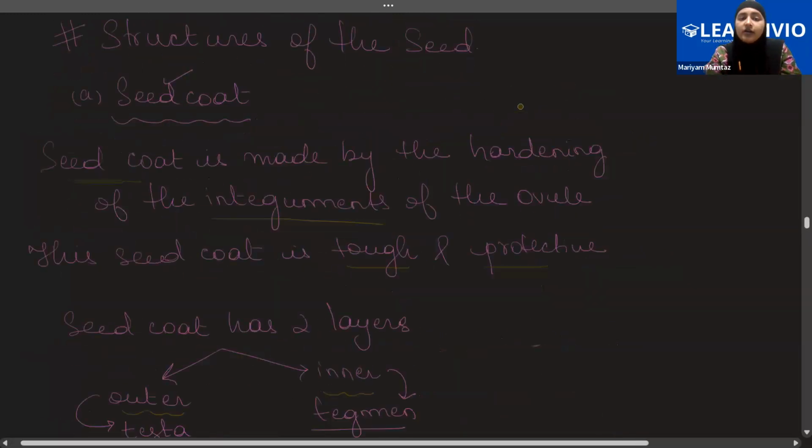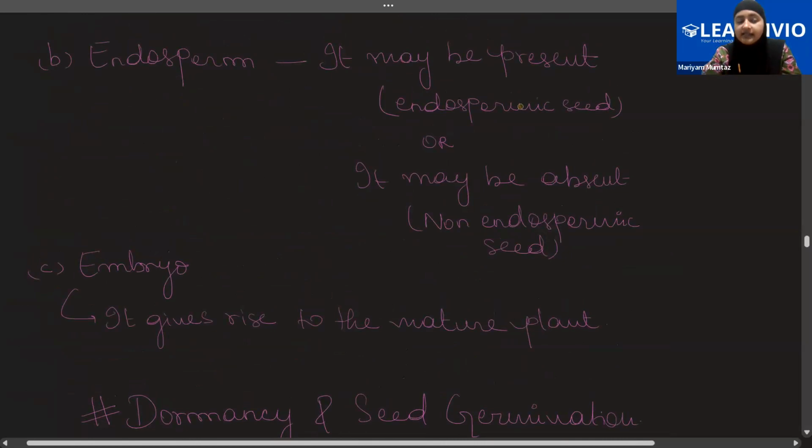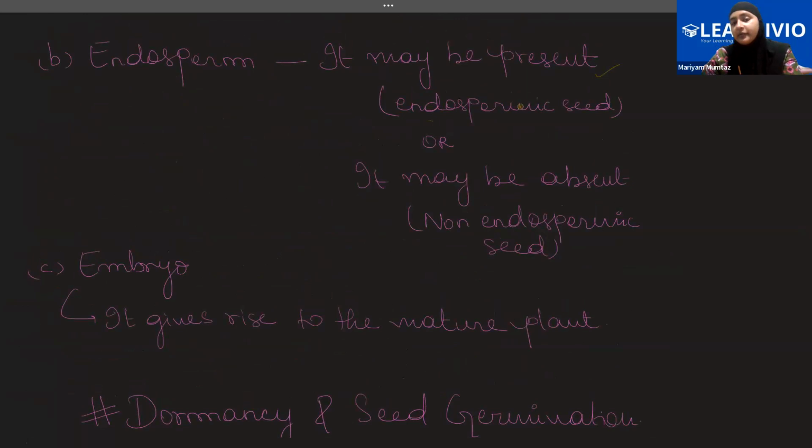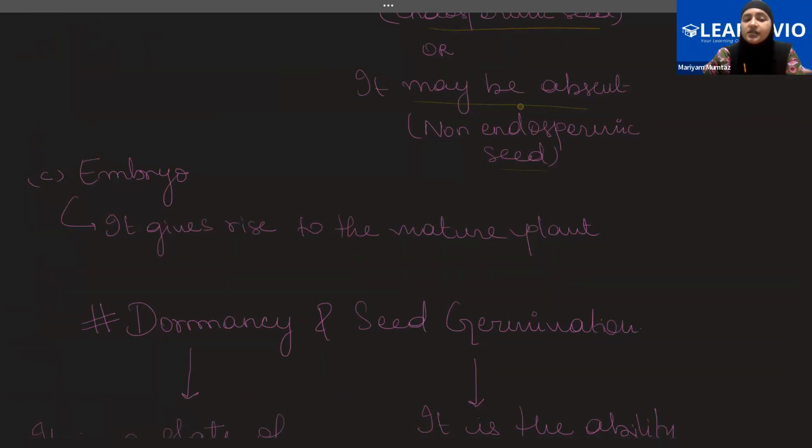Now, apart from the seed coat, the second part that is present in the seed is the endosperm. If the endosperm is present, then that will be an endospermic seed, just like we discussed right now. It may be absent, then we'll call it a non-endospermic seed. Lastly, inside the endosperm, the embryo is there. Now, this embryo is responsible for giving rise to the mature plant.